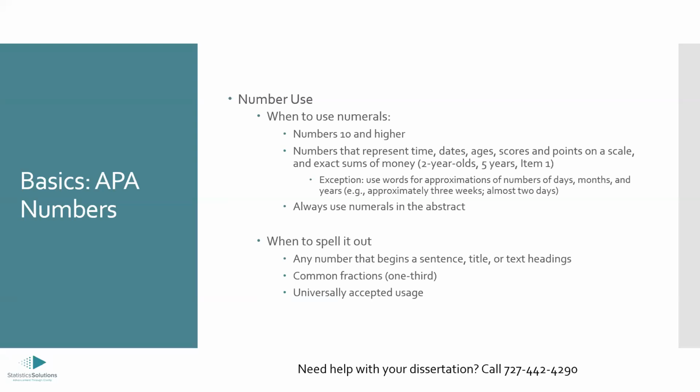2 participants did this, it's going to be TWO, even if that is 10 participants. That number is over 10. However, it's starting at the beginning of a sentence. So you're not going to start by saying 10 participants. You're going to say TEN.